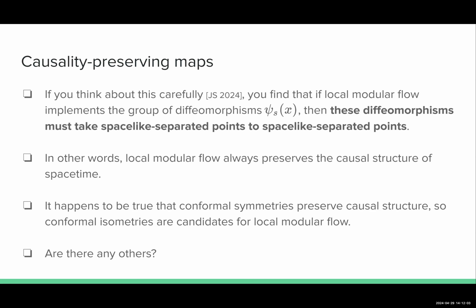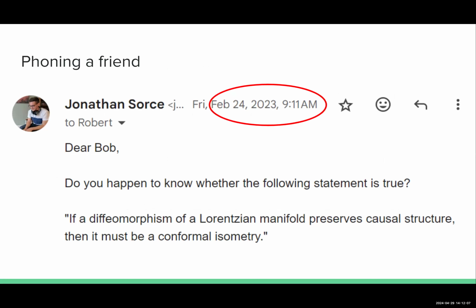Now, if you have a question like this, there's a really efficient algorithm for answering it, which is you send an email to Bob Wald, and you ask him, do you happen to know if the following statement is true? If a diffeomorphism of a Lorentzian manifold preserves causal structure, then it must be a conformal isometry.